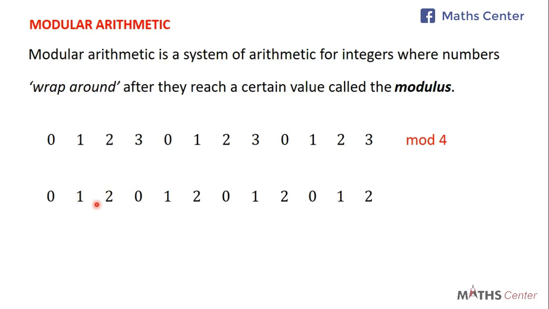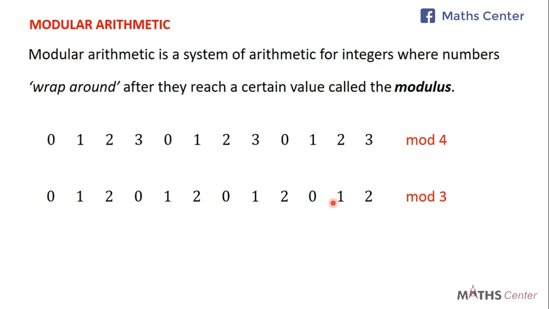So we have 0, 1, 2. But when we get to the number 3, we will end and begin all over again. So in this set of numbers, the modulus is 3 because when we get to the number 3, the numbers will wrap around or they will end and then we begin counting again. So the modulus is 3, or we say that these numbers are in mode 3.